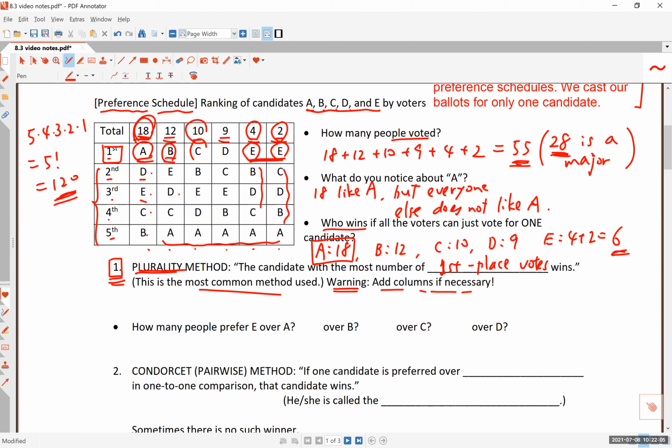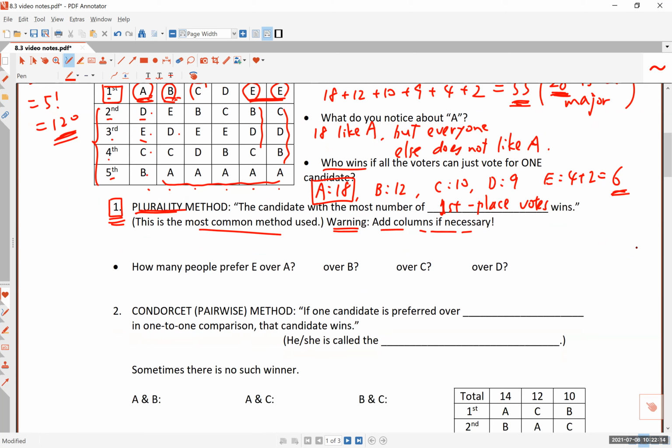So if A appears as the first place candidate in 2 columns or 3 columns, you have to add up those columns, the numbers in those columns, okay? So just make sure you understand that. All right, so the conclusion here is A wins by plurality. No problem here, right? This is the easiest one for us because this is the most commonly practiced method.